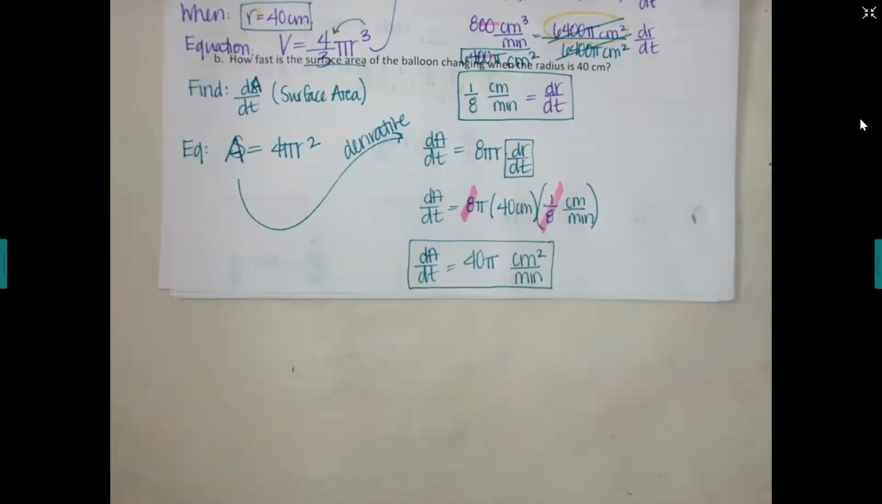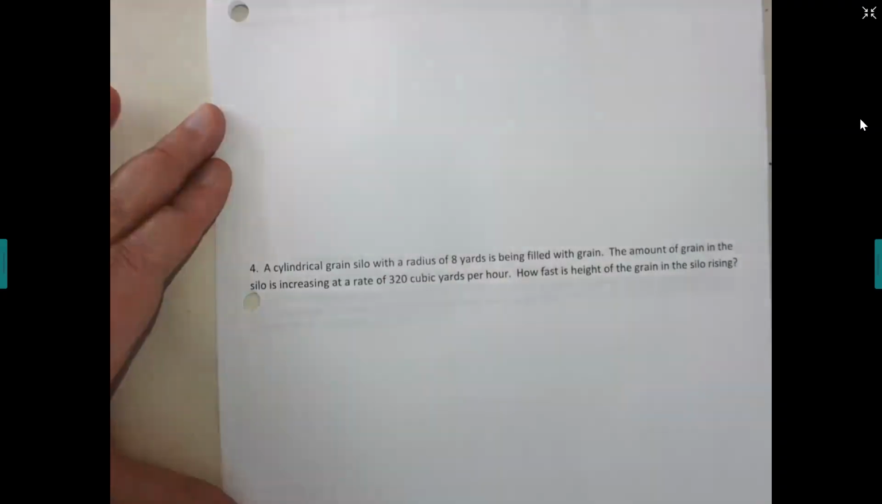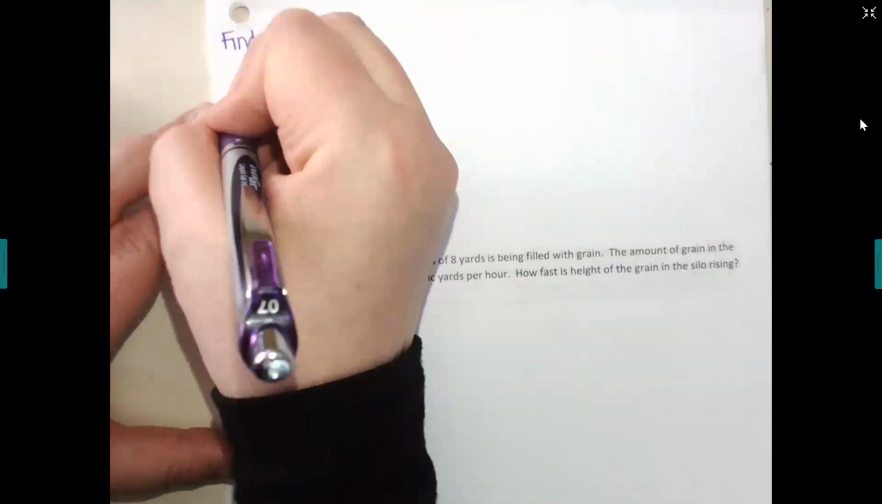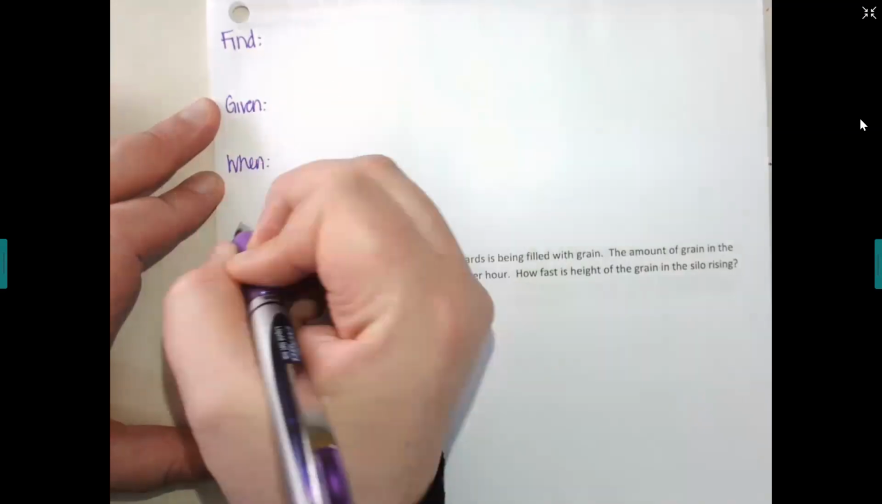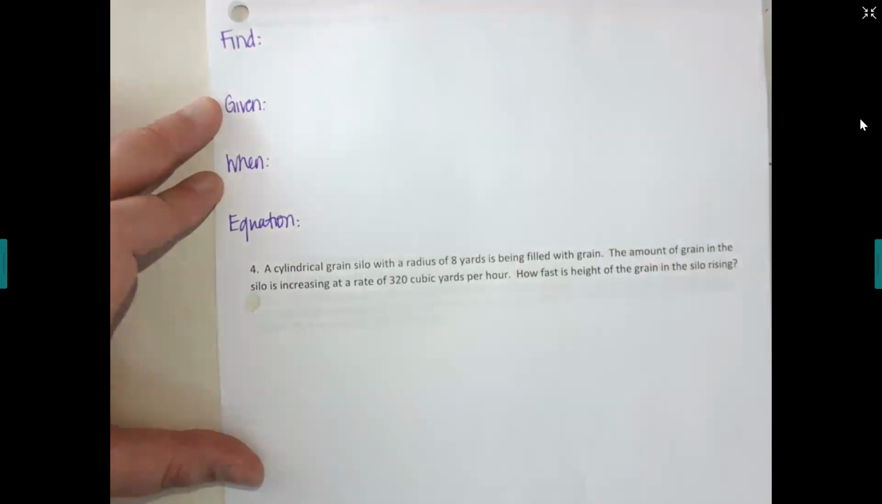How do we feel about that? Not too bad? Okay. Number 3, go ahead and take a look. See if you can fill out your find, given, when, and equation. Find, given, when, and equation. You will probably not be able to do all 4, but see if you can at least get 3 of them.